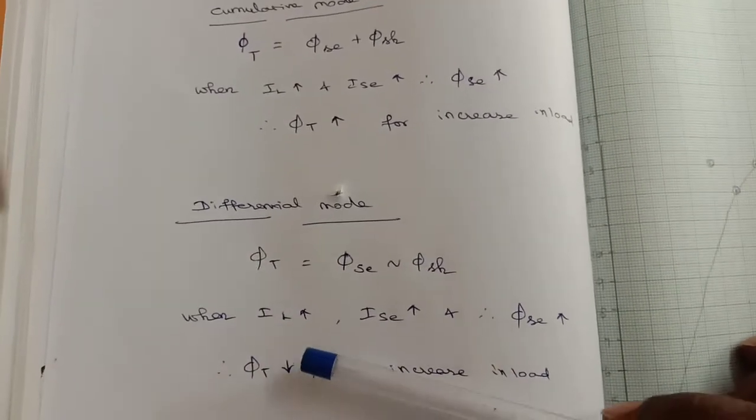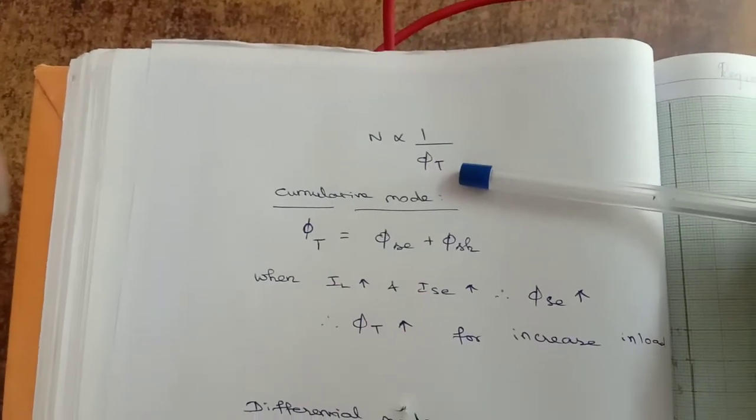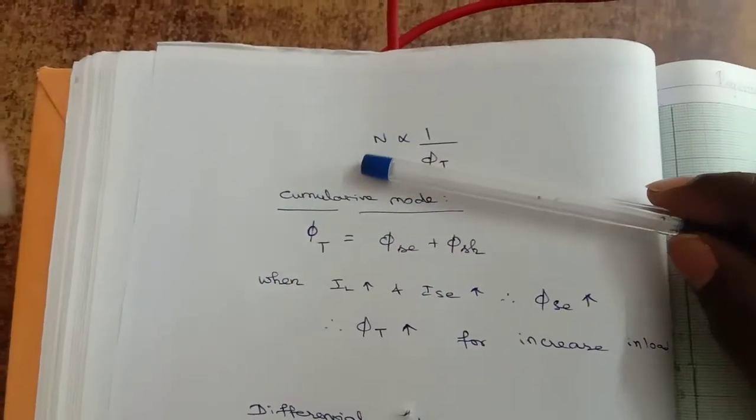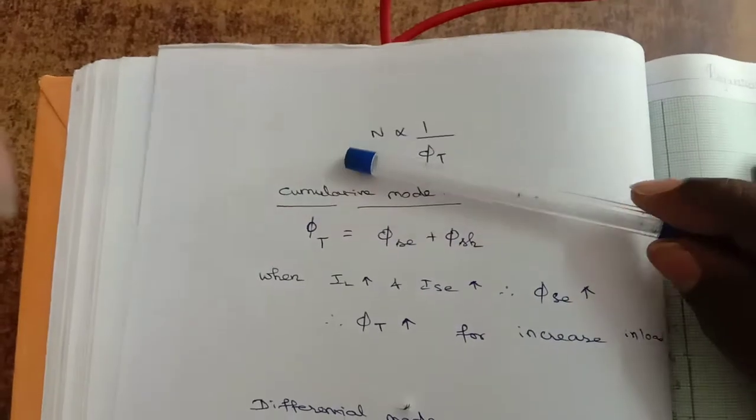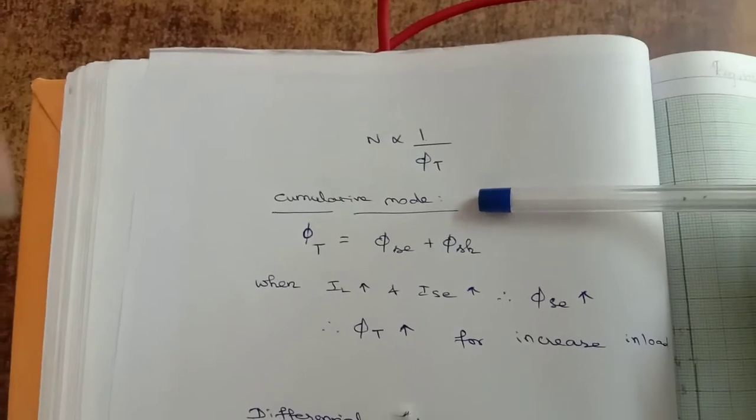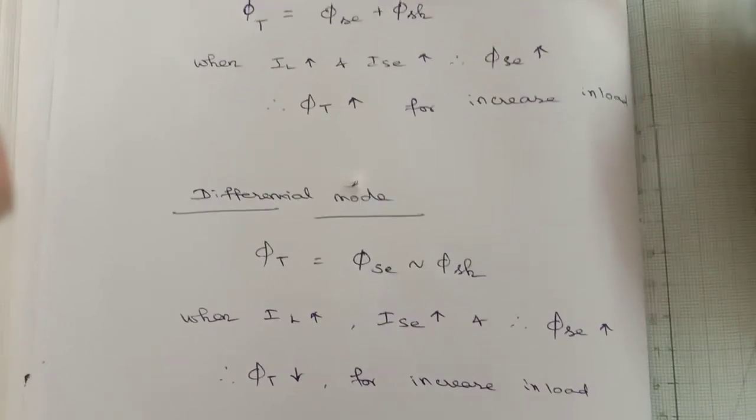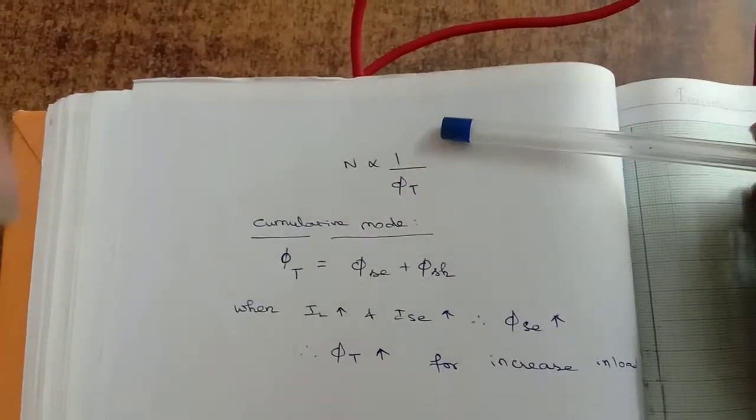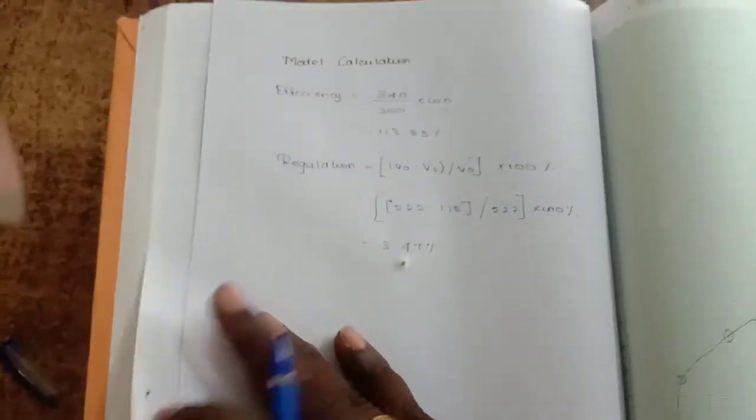For an increase in load, the total flux decreases, and the relation between the total flux and the speed is inverse, so the speed increases. For every increase in load, the total flux is reduced and the speed is increased, so it cannot be used for practical applications. In most cases cumulative mode is used in applications, but in differential mode every increase in load increases the speed, so it cannot be used for any practical applications. These are the two types of compound motors, differential mode and cumulative mode.